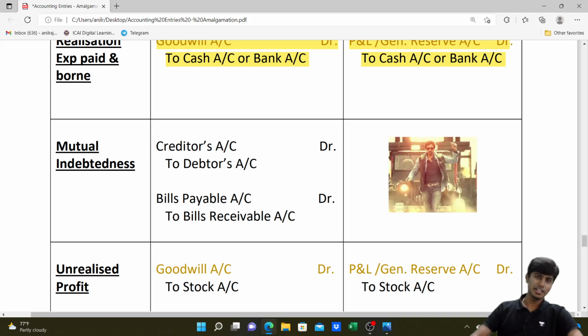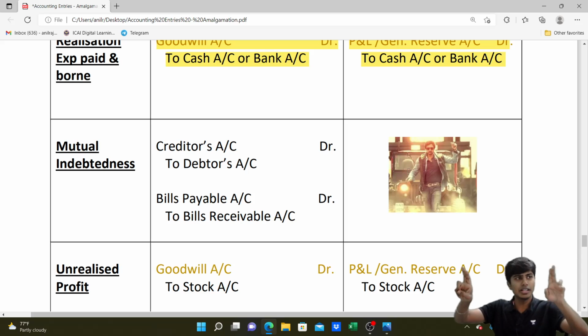What is mutual indebtedness? Before this amalgamation, merger, absorption, external reconstruction is happening, there are two different entities. Then they were trading between them. Transferee is selling goods, transferor is buying goods. Or transferor is selling goods, transferee is buying goods. Because of this transaction, transferee owes money to transferor or transferor owes money to transferee. Either of the cases, I owe money to him or he owes money to me. When either of them owes money to the other, when there are two distinct companies, it's okay.